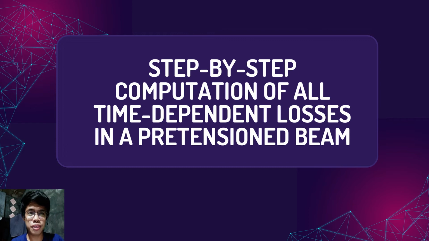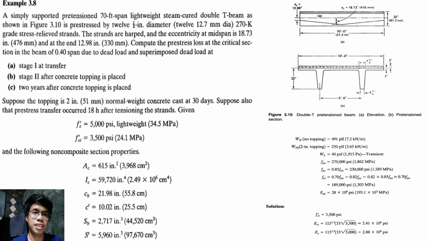So let us move on to the next topic of our discussion, which is the step-by-step computation of all time-dependent losses in a pre-tension beam. We have an example here. So allow me to read it to you. A simply supported pre-tension 70 feet span lightweight steel-cured double T beam, as shown in the figure below, is pre-stressed by 12 half-inch diameter 270K grade stress relieved strands.